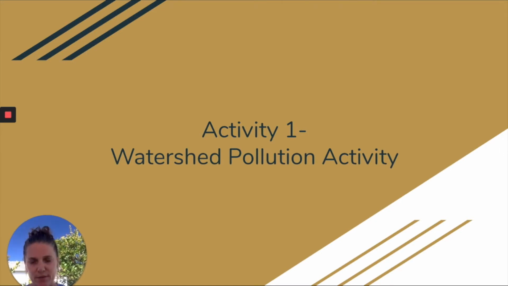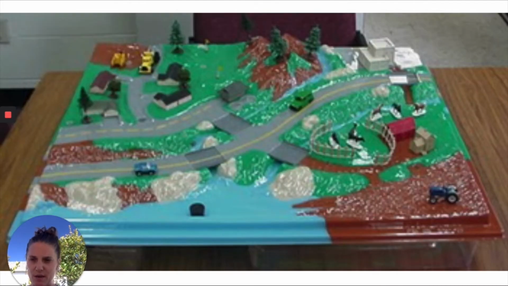Now, to describe the first activity for you, this is the watershed pollution activity that we're going to do in class. You might have seen a model that looks something like this. This is called an enviroscape, and it's a plastic model which you use to demonstrate water flow and activities and instances that may impact water. So we're going to do this part together in class.